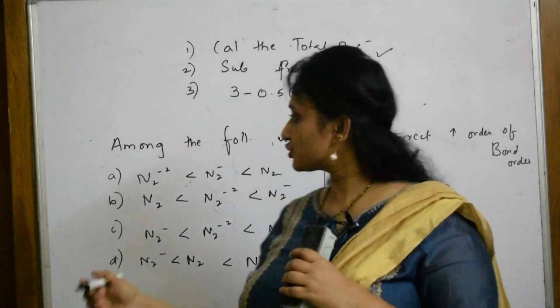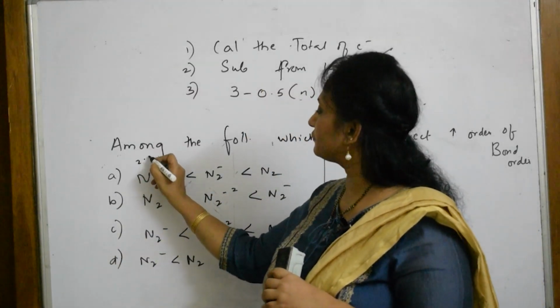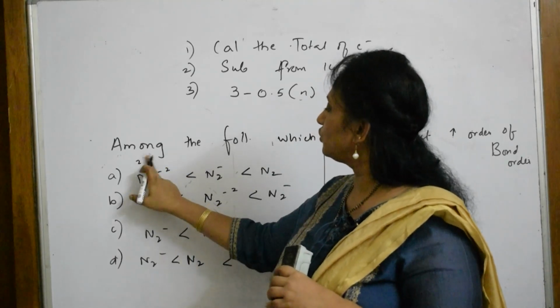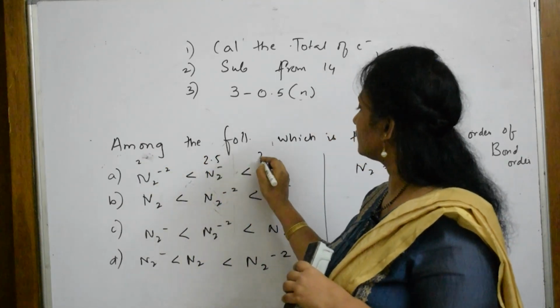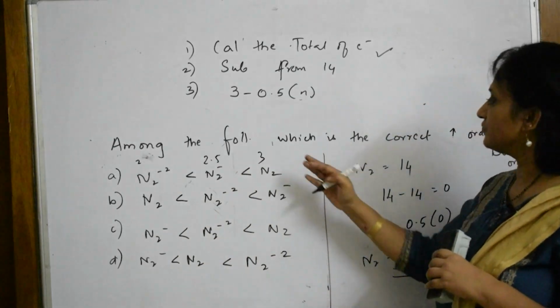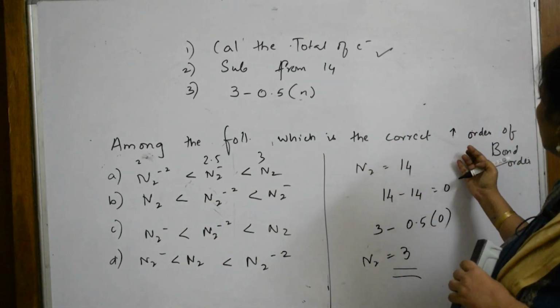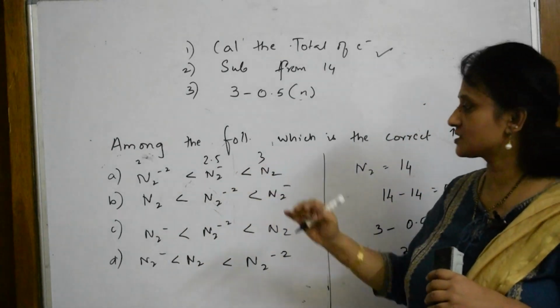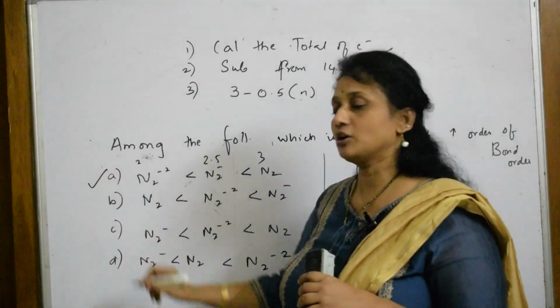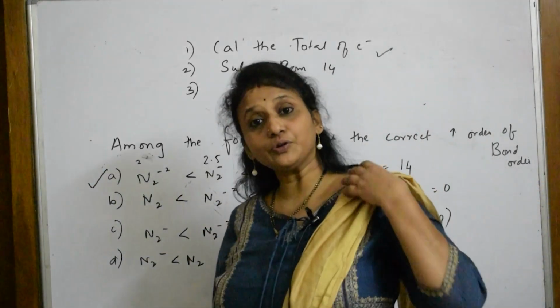Right, simple, isn't it? So what did we get? We have got 2.5, 2, 2.5, 3. The question asks which among the following is the correct increasing order of the bond order. The first option is the correct option. This is how you're going to calculate.